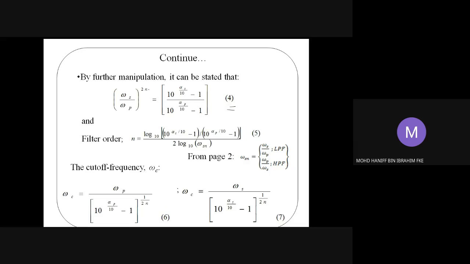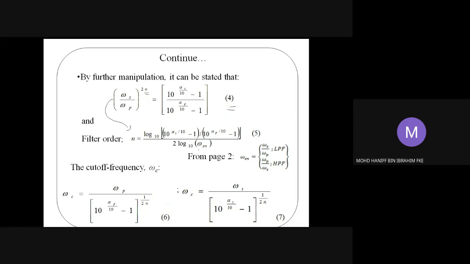Okay, and from this equation 4, you can obtain the n, in which you can have it to be equal to this equation. n will be equal to log of [10^(−alpha s/10) − 1] over [10^(−alpha p/10) − 1], divided by 2 log of omega s over omega p.